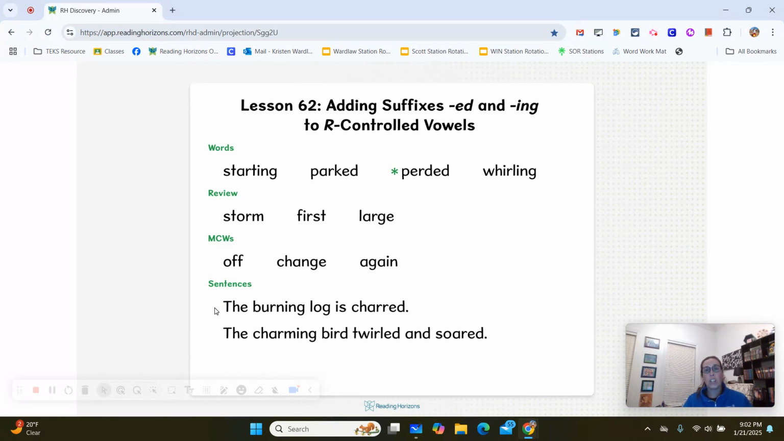All right, go ahead and read the sentence and then I will read it. I'll give you a chance to read it first. The burning log is charred. Charred means that it's like really black. If it was in the fire and it got charred, then it's got black stuff on it. All right, go ahead and read the second sentence. All right, the charming bird twirled and soared. Soar was one of our words yesterday. Very nice.